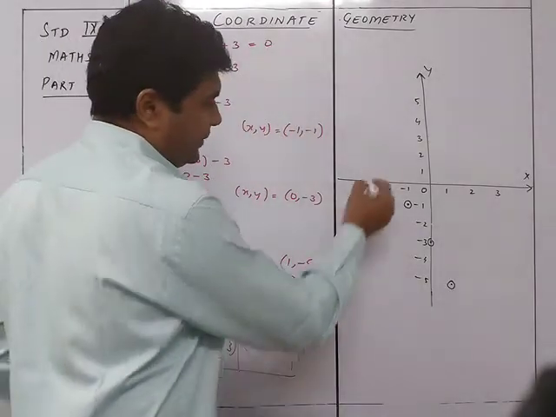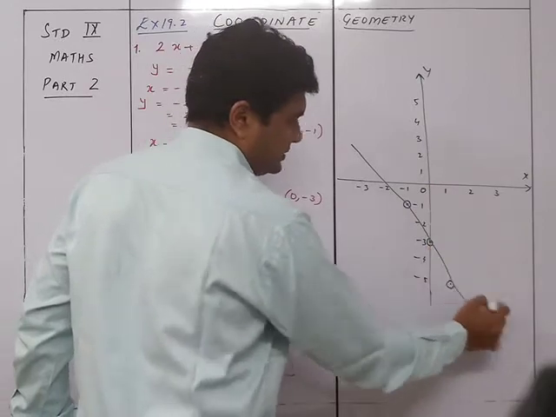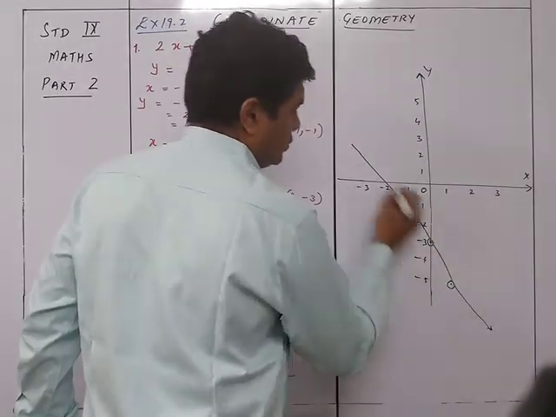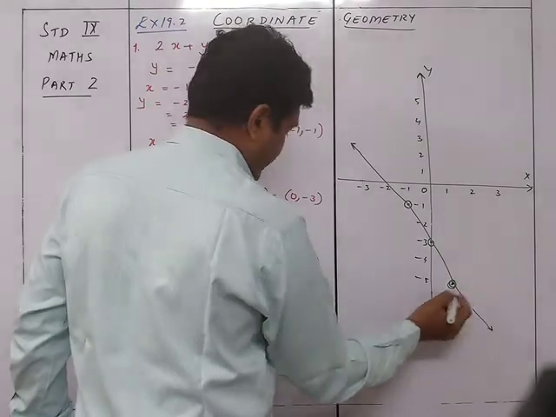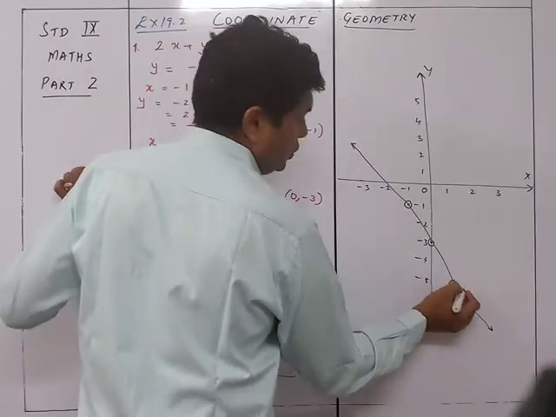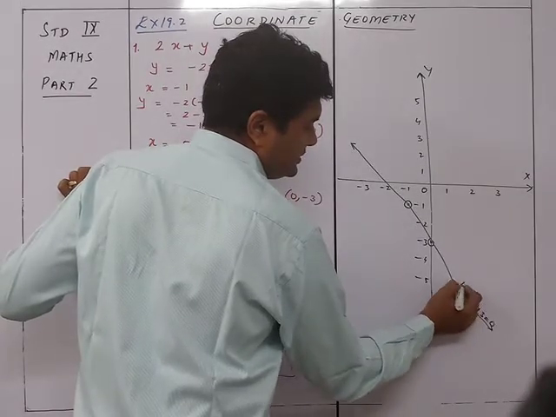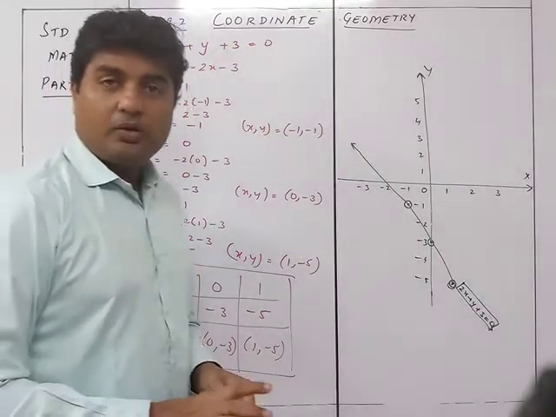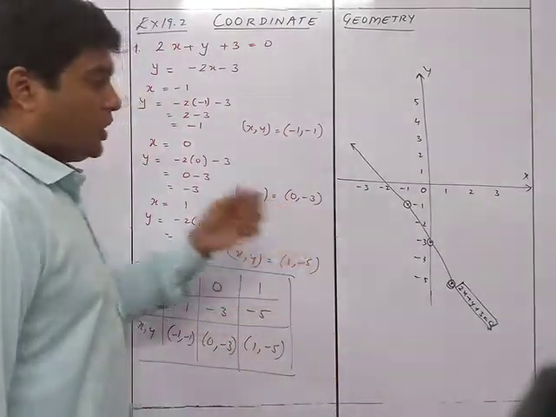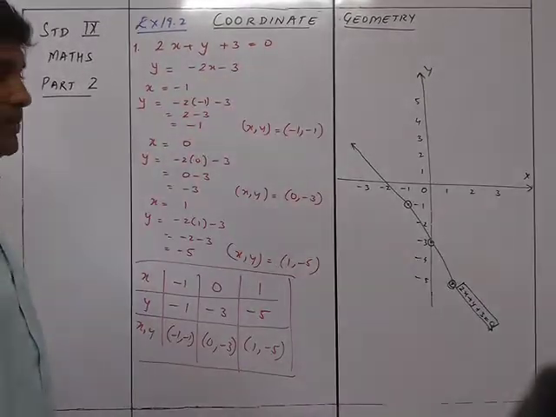Accordingly, you will find that you can easily make a straight line passing through these points like this. Okay. So this line is drawn and you are going to write over here the equation as 2x plus y plus 3 is equal to 0. So this is the required line. This is how we are going to draw the line for this equation.